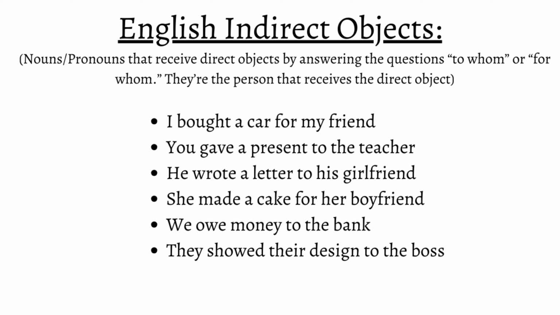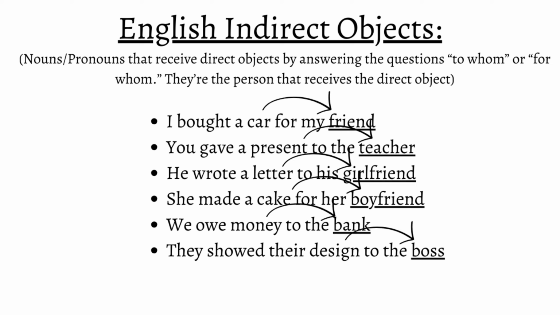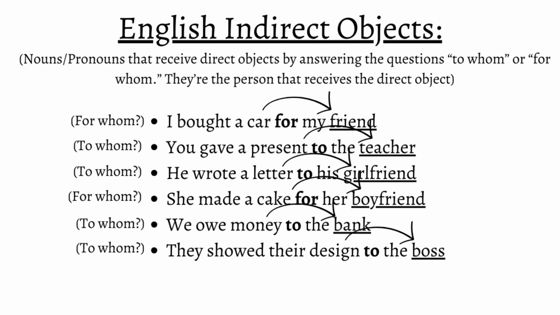The indirect objects in these sentences are all nouns because they come after the direct objects by receiving them. Plus, every single sentence answers the questions to whom or for whom. For whom did I buy a car? I bought a car for my friend. To whom did you give the present? You gave a present to the teacher. To whom did he write a letter? He wrote a letter to his girlfriend, and so on.